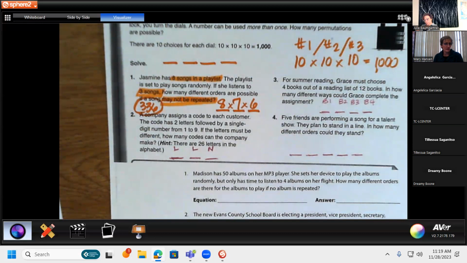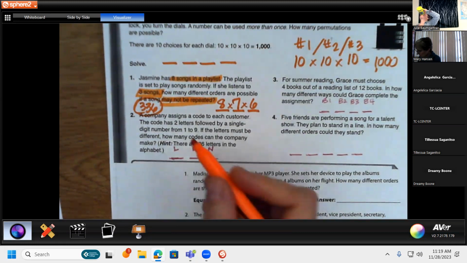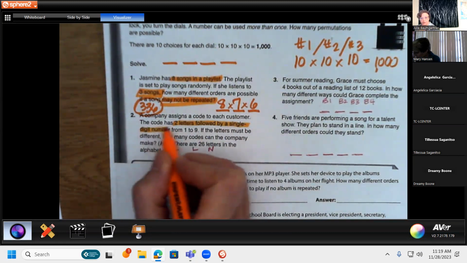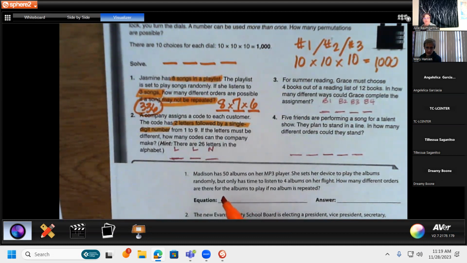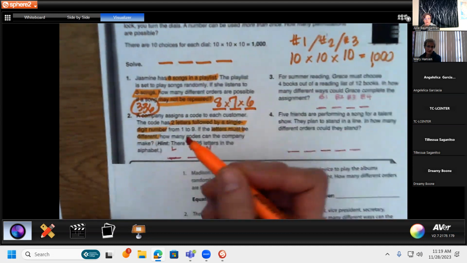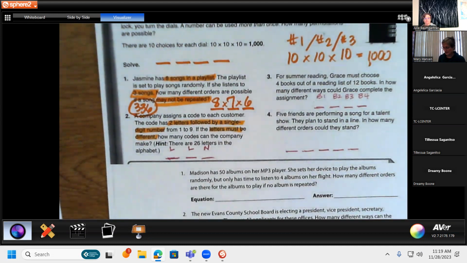Okay, let's take a look at 2, 3, and 4 and see how you're doing. For number 2, we've got to make sure we get the important facts out of the problem. So the code has 2 letters followed by a single digit number. And the other important fact is the letters have to be different. Okay, that impacts how many choices we have for letters.